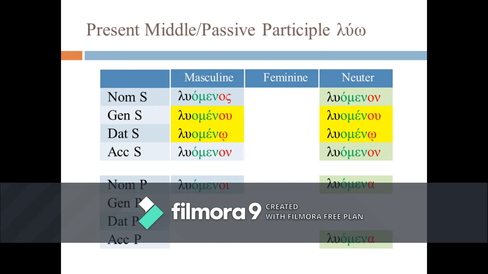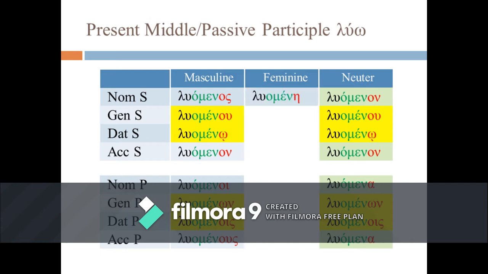And then the neuter is the same in the nominative and accusative. Alpha, always the ending: luomena, luomena. Genitive is the same, actually, all the way across: luomenon, luomenon. Dative, luomenois, same in the masculine and neuter. And the accusative is luomenous.